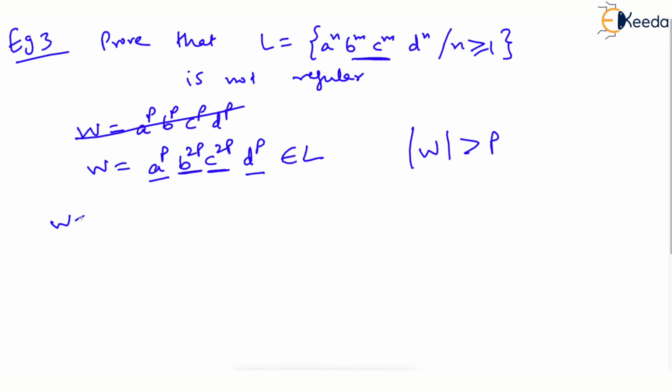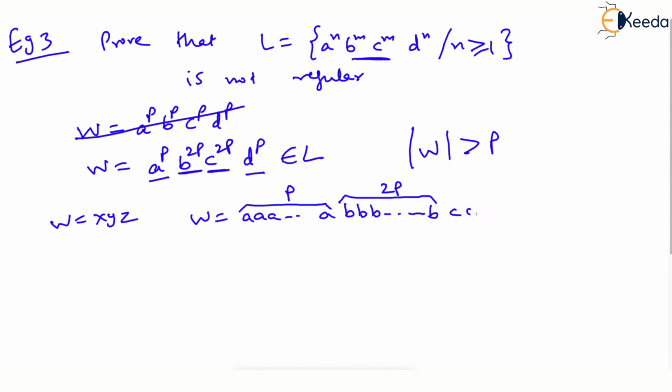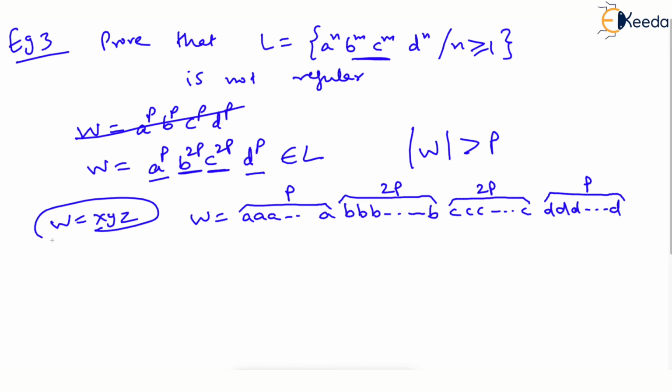Now, can you decompose this into x, y, z? You see this w that we are having: we are having p number of a's, and then we are having a long list of b's, exactly 2 times p, then 2 times p number of c's, and d's are exactly p. We have to decompose this into xyz such that length of xy should be less than or equal to p, and length of y should be greater than 0.